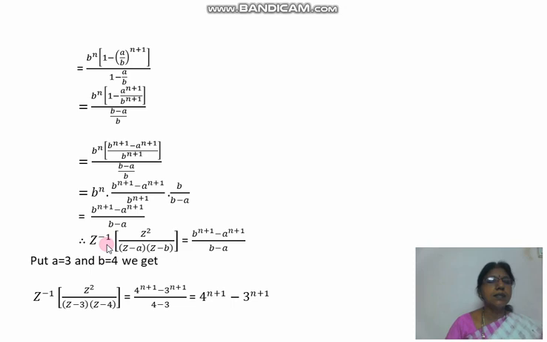Now the z inverse of f of z into g of z means this one is equal to b power n plus 1 minus a power n plus 1 by b minus a.